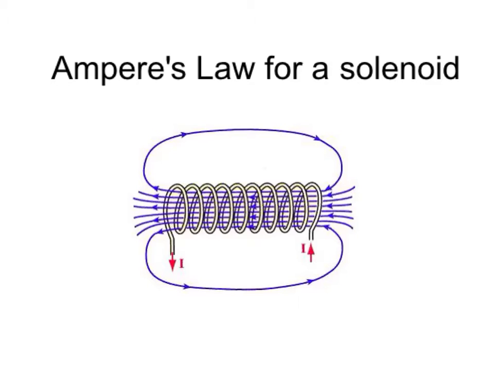Welcome to this short little video segment on how we use Ampere's law to find an expression for the magnetic field inside a solenoid. You might remember that a solenoid makes a nice uniform B field inside as long as we have a nice tight coil and we stay fairly close to the middle, not too close to the edges.